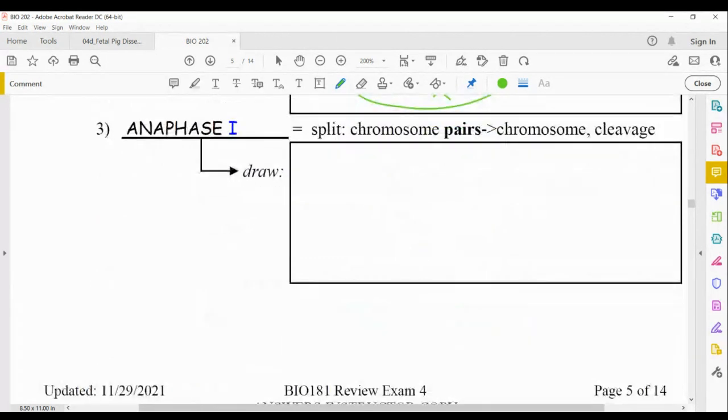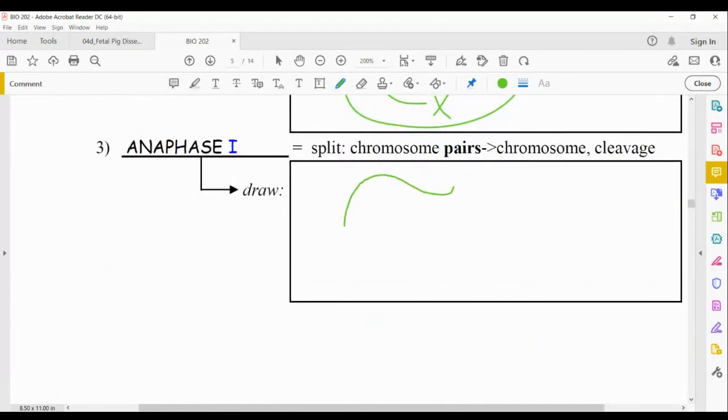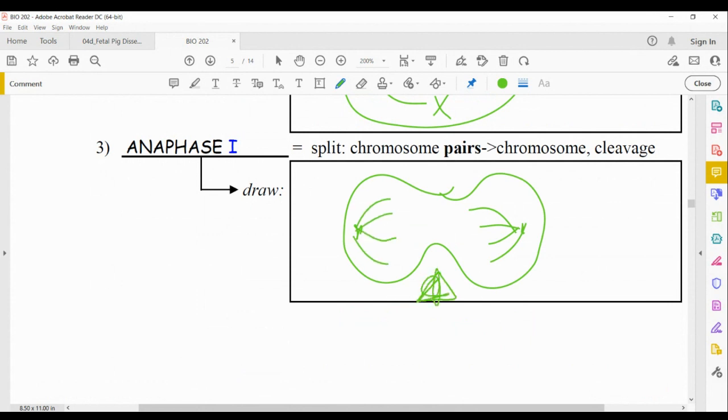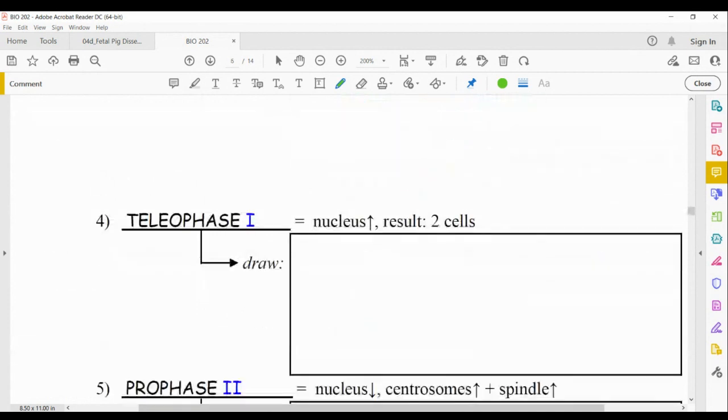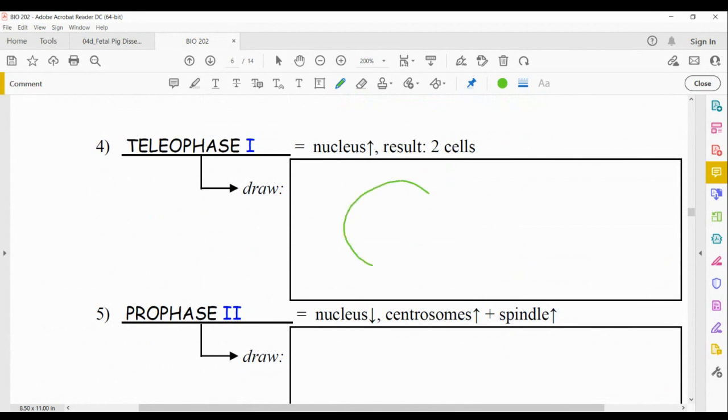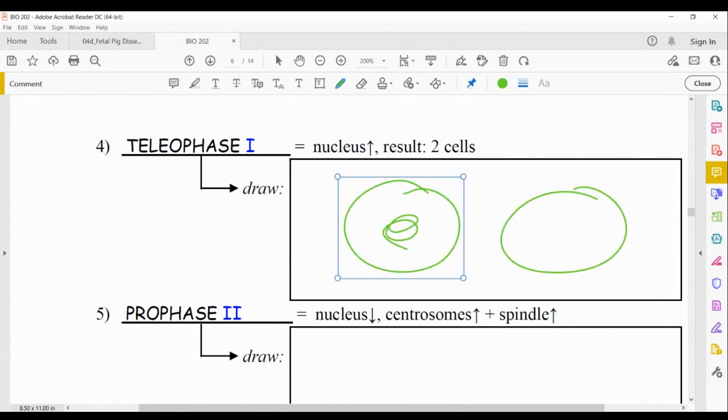And anaphase one, where the chromosome pairs get split, so we're getting them to the different ends of the cell, again pulled by the spindle. We also saw the cleavage start to form at this point. So that was our anaphase one. And of course, in the telophase one, we ended up with two cells with the nucleus reappearing. So all of these stages have been similar to what we saw earlier on, but now comes what makes the production of the sex cells so different.